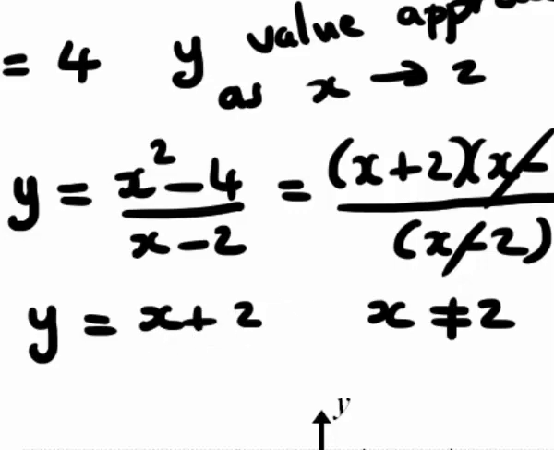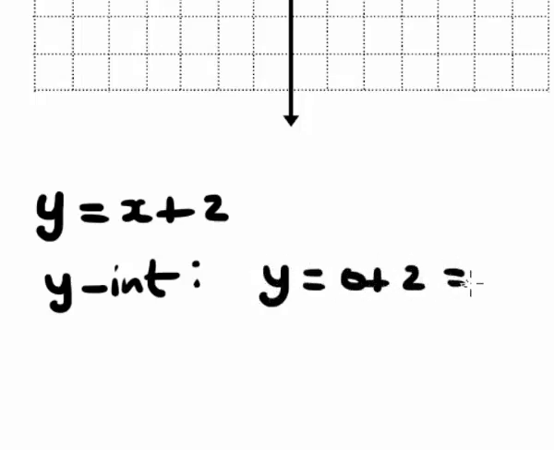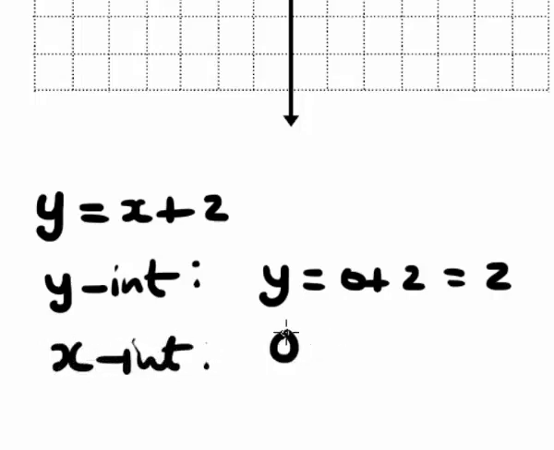Well, I've got a grid here, so let's have a look at this. But I'm just going to go below the grid and let's sketch this line. It's a straight line graph. What is the y-intercept of this line? Well, for the y-intercept, we let x be equal to 0. So the y-intercept is 2. The x-intercept, we're going to let y be 0.